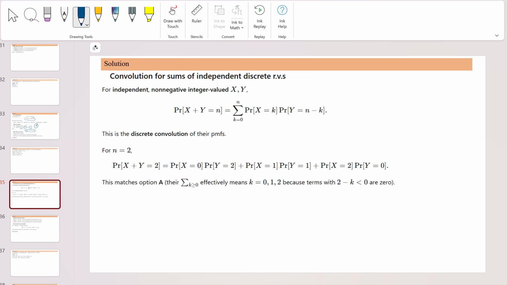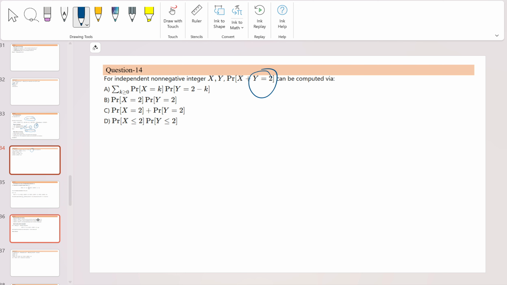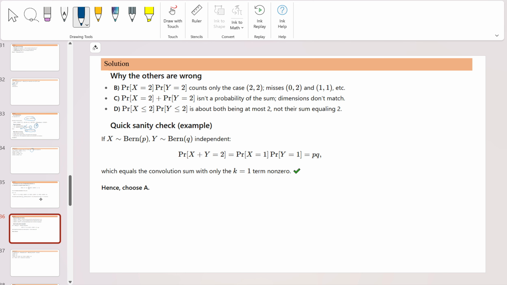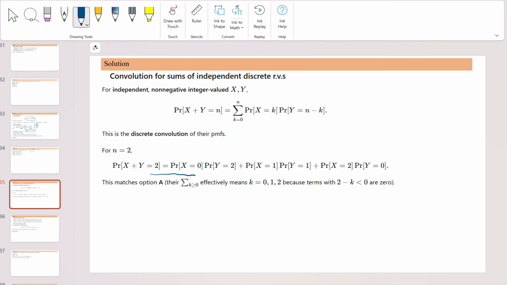So when you keep the value as n is equal to 2, because here the problem is saying X plus Y is equal to 2, so you can say probability of X equal to 0 and probability of Y is equal to 2, that is 0 and 2 minus 0, which is 2, basically. So plus probability of X equal to 1 and probability of Y is equal to 1, plus probability of X equal to 2 and probability of Y is equal to 0. Okay. This matches with option A. The summation over k greater than or equal to 0 effectively means k is equal to 0, 1, 2, because terms with 2 minus k less than 0 are 0.